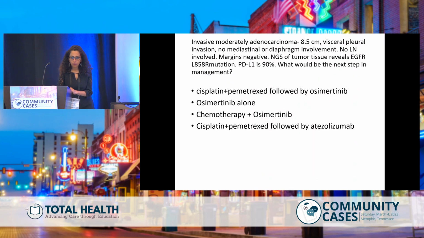So this was invasive, moderately differentiated adenocarcinoma. The tumor was 8.5 centimeter. There was visceral pleural invasion. There was no mediastinal or diaphragmatic involvement. There was no lymph node involved. Margins were negative. There was EGFR mutation though, but the PD-L1 was also 90%. What would be the next step in management? Cisplatin, pemetrexed followed by osimertinib alone, chemotherapy plus osimertinib, cisplatin, pemetrexed followed by atezo.